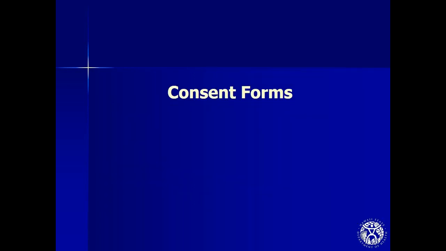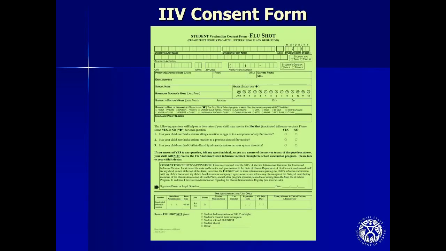Now we will review the Stop Flu at School consent forms. Here is the student consent form for the flu shot. The areas circled in red must be completed. These include first and last name, date of birth. Questions 1, 2, and 3 must be answered no. And the form must be signed and dated by the parent or legal guardian.